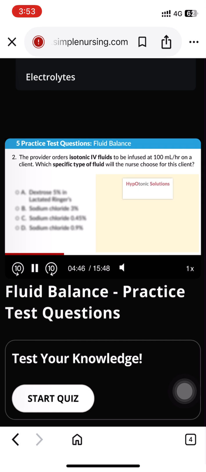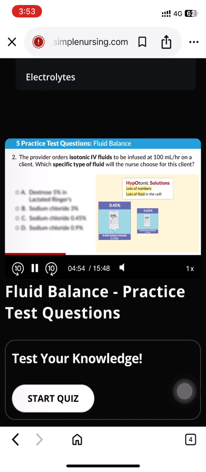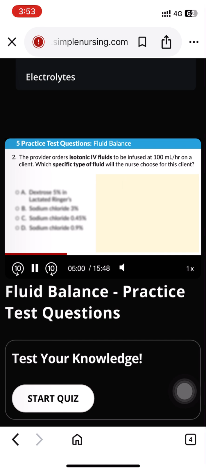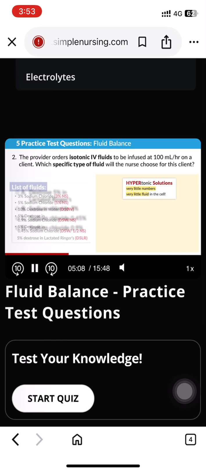So remember, hypotonic solutions, we have lots of numbers. So lots of fluid inside the cell. So as you can see, all the numbers here, we just have a lot of numbers, 4, 5, 2, 2, 5, and 3, 3. And on the other side of hypertonic solutions, we have very little numbers, so very little fluid inside the cell. So just look at the numbers.